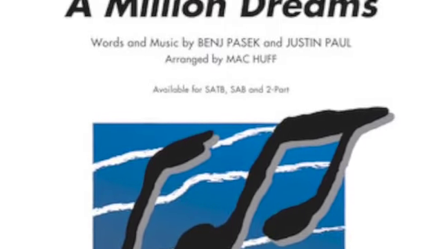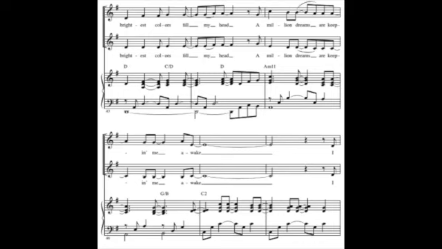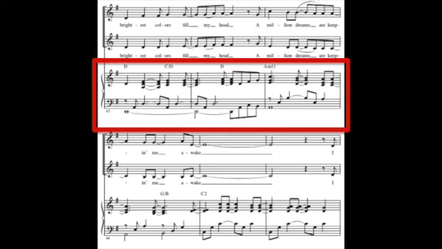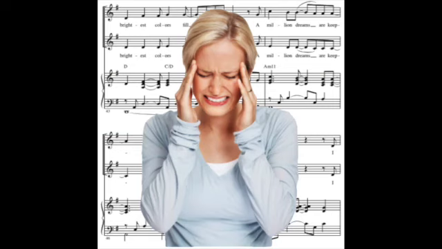To understand this, you must look at a sample piece of choral music. In this arrangement of A Million Dreams, you'll note a few things right off the bat. The first two staves of music represent the chorus parts, in this case, soprano and alto. If you are singing soprano, you will always follow the top line. If you are singing alto, you will always follow the second line. The bottom two staves of music represent the piano part. Never try to read this, you'll get a migraine.